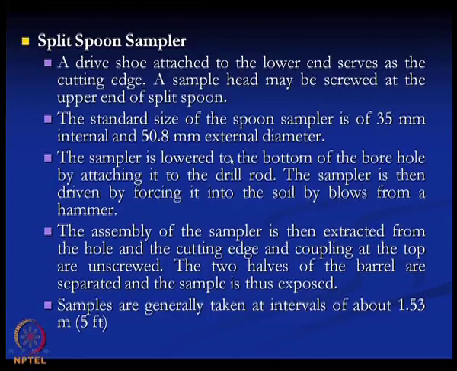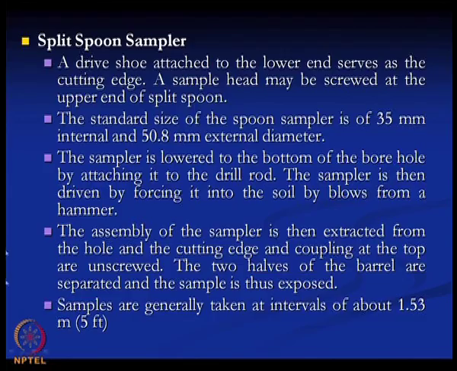The sampler is lowered to the bottom of the borehole by attaching the drill rod. The sampler is then driven in by forcing it into the soil by blows from the hammer. So, the sampler is attached with a drill rod and placed at the required depth, then the hammer is applied on the drill rod, so that the sampler tube can be pushed into the soil.